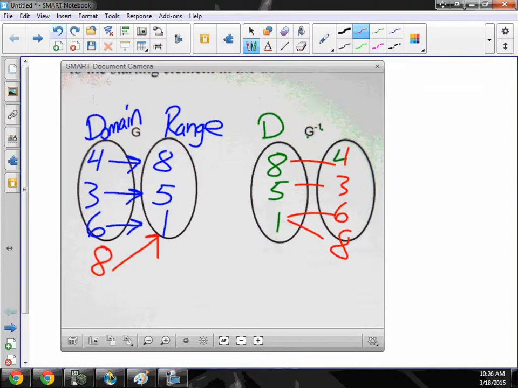So if we want to have a function that also has an inverse function, then it needs to be what is called one-to-one.